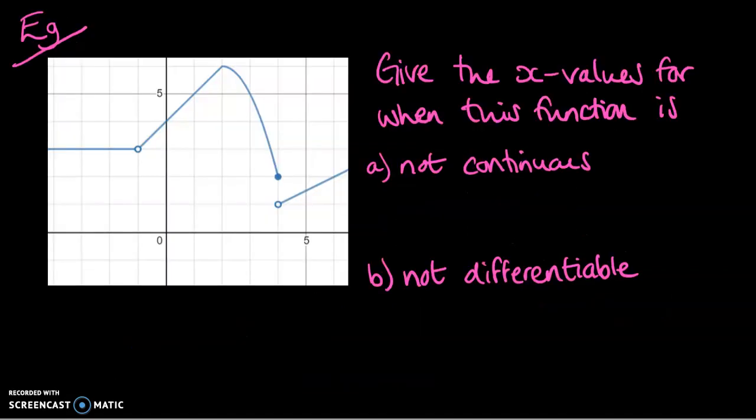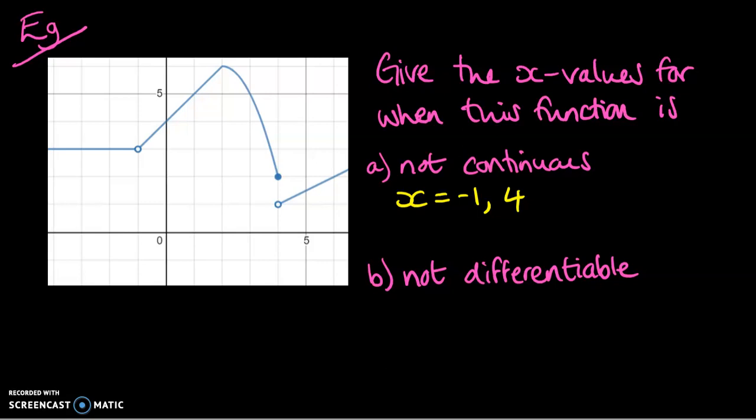All right, so let's take a look at this example graph, and we are being asked to give the x values for when this function is not continuous and also when it's not differentiable. So not continuous, we're looking for breaks in the graph, and we have that happen just here, which would be on our x-axis at -1. So we have x equals -1, and then the next break in the graph is just here, where x would be 4. So our graph is not continuous at x equals -1 and 4.